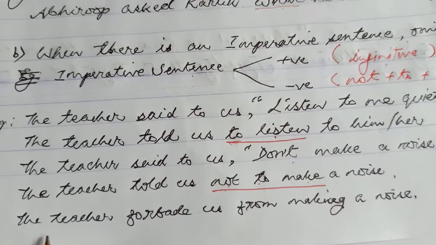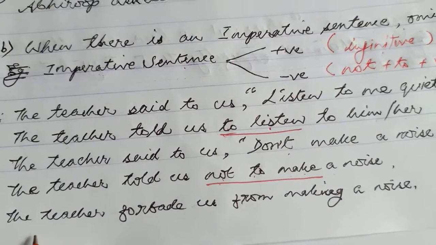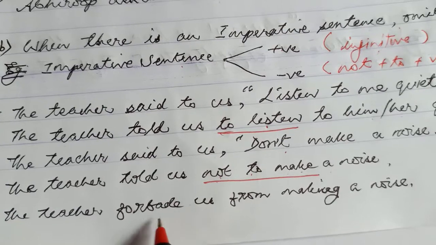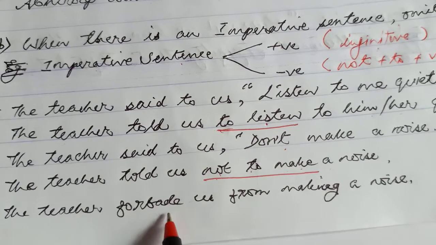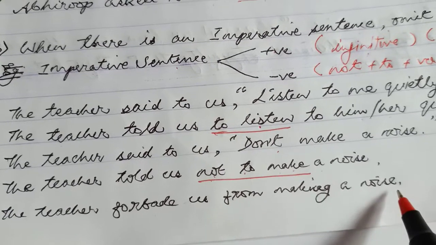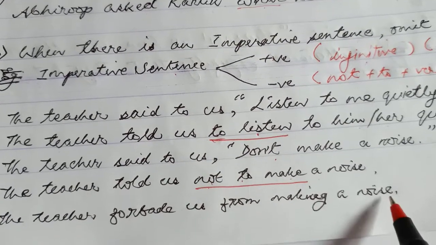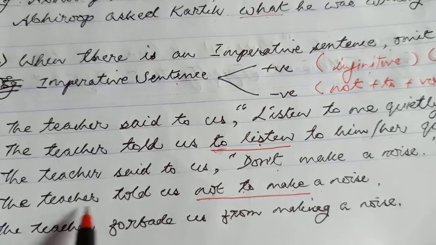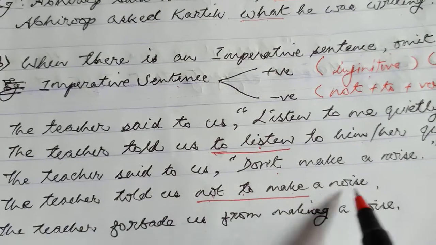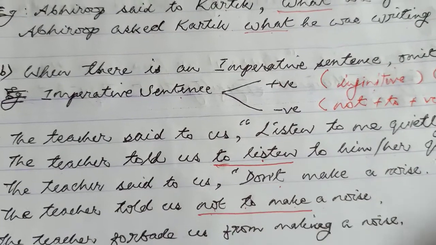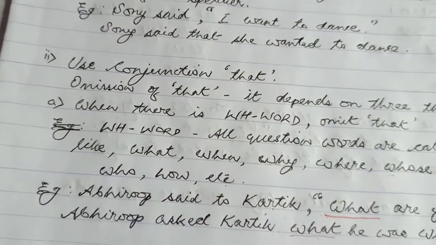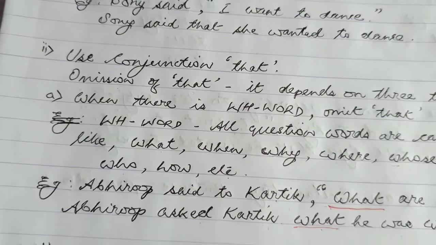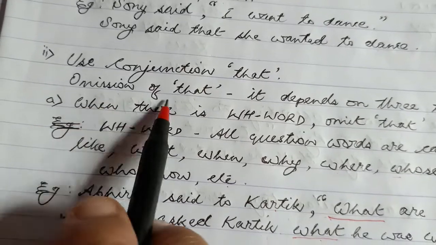However, this answer can also be framed like this: the teacher forbade us. Forbid means not to allow, right? Not to permit. The teacher forbade us from making a noise, right? If you write this answer in this way, this is also correct, right? But the simple one would be this: the teacher told us not to make a noise, right? So hope you understood. So these are the two reasons and examples where we have understood omission of that.